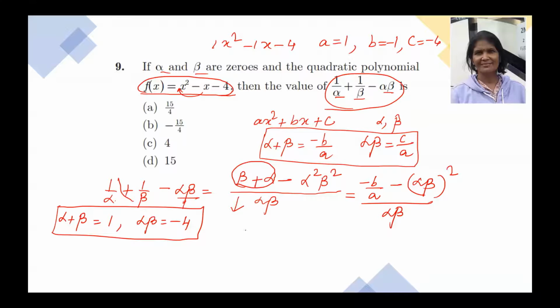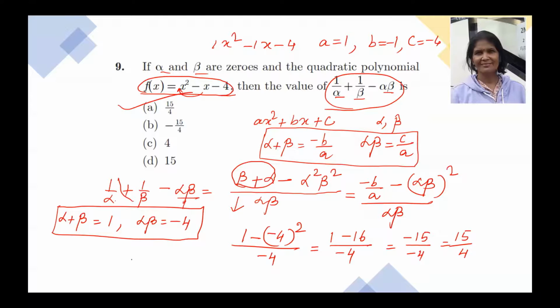So it will be alpha plus beta is 1, minus alpha beta whole square, which is minus 4 whole square, upon alpha beta. Alpha beta is minus 4. The answer will be 1 minus 16 by minus 4. That will be minus 15 upon minus 4. It will be 15 upon 4. So 15 upon 4, A is the answer.